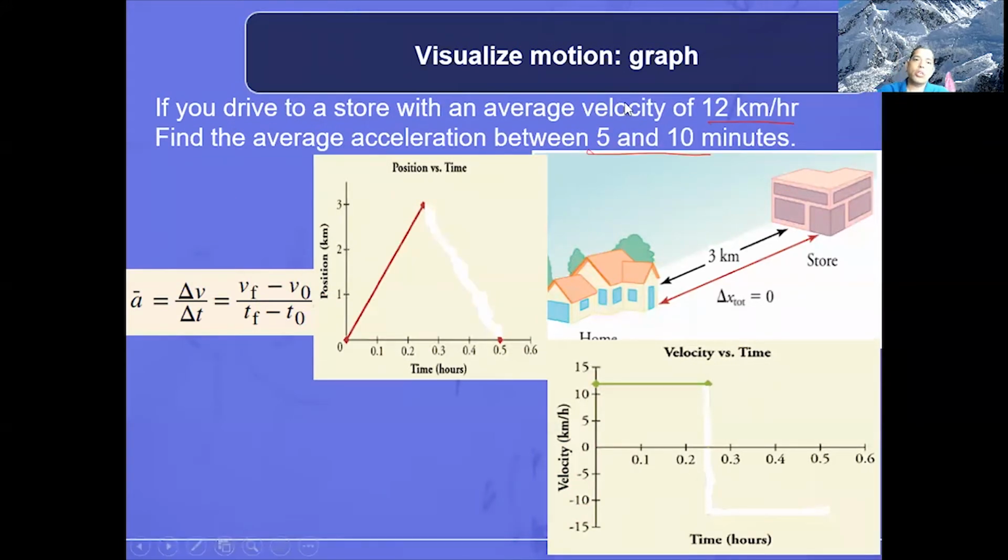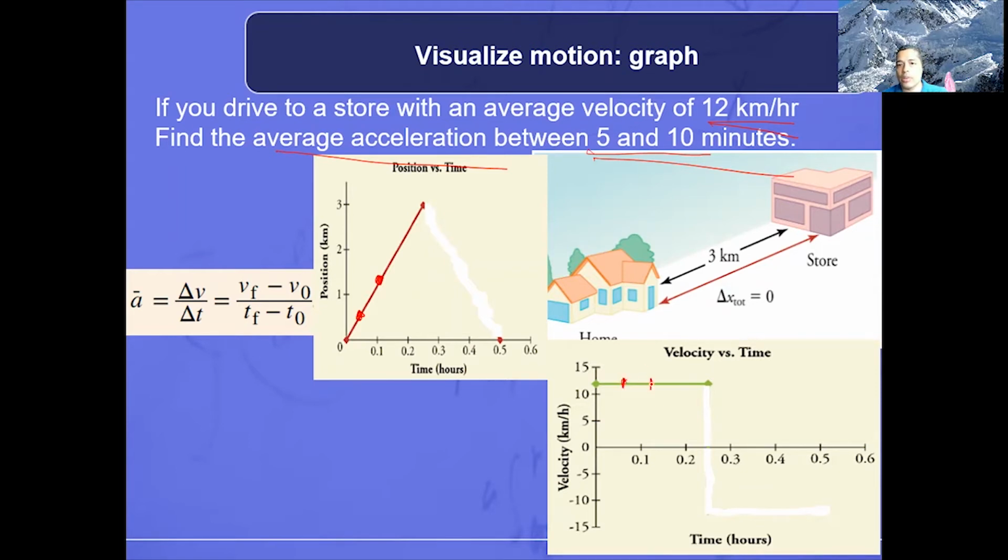So here we are going to do the similar problem again. Let's read the question here. If you drive to a store with an average velocity of 12 kilometer per hour, find the average acceleration between 5 to 10 minutes. So this is 5 minutes, let's say this is 10 minutes, right? So between 5 to 10 minutes, meaning these are the 2 points. You have the velocity versus time graph, right? Average velocity of 12.